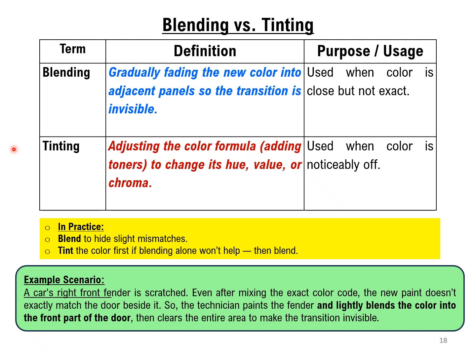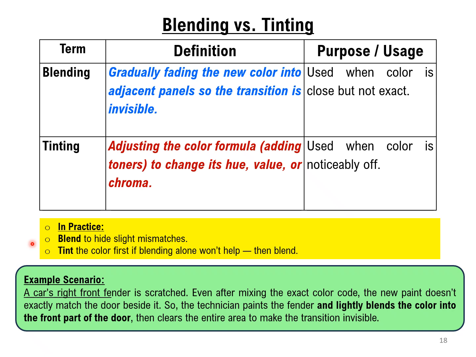Tinting is adjusting the color formula by adding toners to change its hue, value, or chroma. It is used when color is noticeably different. In practice, blend to hide slight mismatches and tint the color first if blending alone won't help.